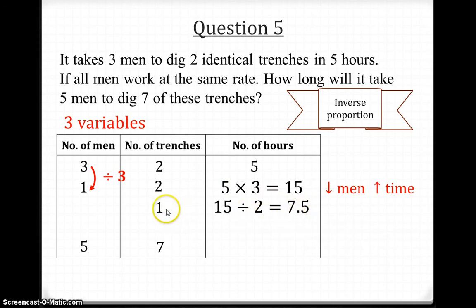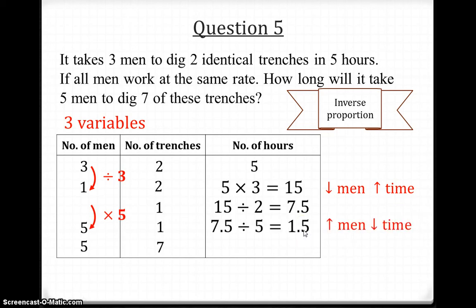Okay. Then now, how many trenches is needed? Okay, 1 trench. Now 5 men is going to do the 1 trench together. So more men will take lesser time. So we divided by 5. Then we get 1.5. Means 5 men do 1 trench together. They only took 1.5 hours. Then 7 trenches will take 10.5 hours. So this is how we solve the question of this kind.